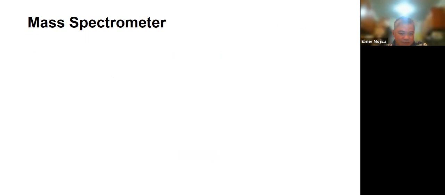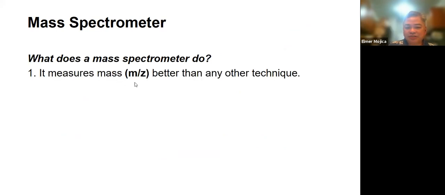Now, the instrument that contains mass spectrometry as the detector is the mass spectrometer. If we look at what the mass spectrometer does, it measures the mass, but this is in terms of m over z. What do you think is the z here? Okay, we look at the mass to charge ratio. That's the one that you look at when you use this mass spectrometer. So it is better than any other technique. And since it is better than any other technique, what do you think is the cost for this? You think this is cheap? Okay. Since this is a better technique to measure the mass, it is usually expensive.